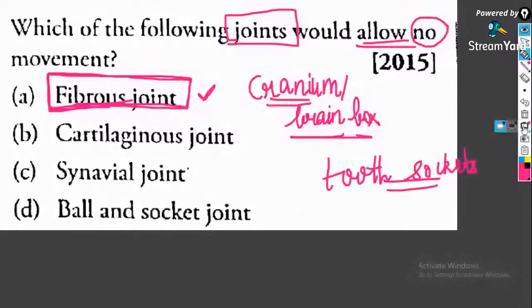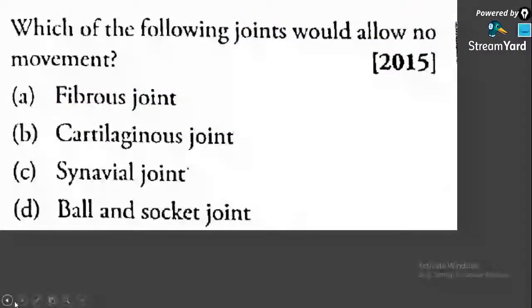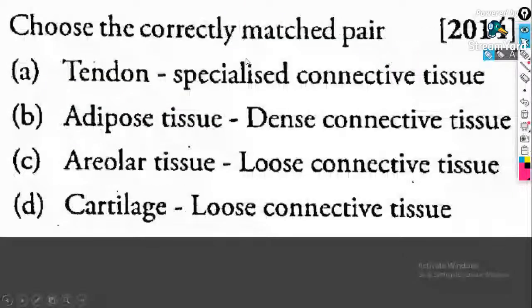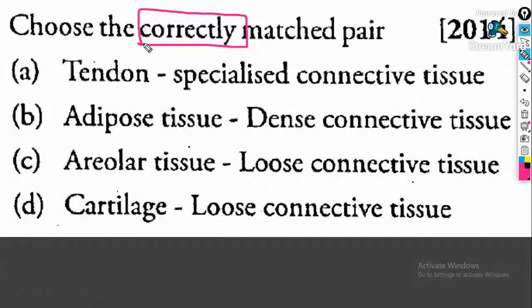Next question, very important question. Choose the correctly matched pair. Choose the correctly matched pair. Tendon, specialized connective tissue. Adipose tissue, dense connective tissue. Areolar tissue, loose connective tissue. Cartilage, loose connective tissue.